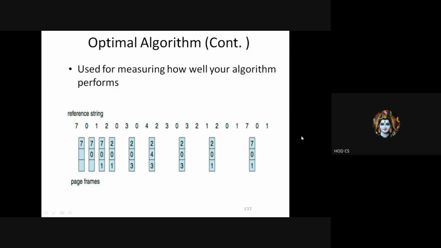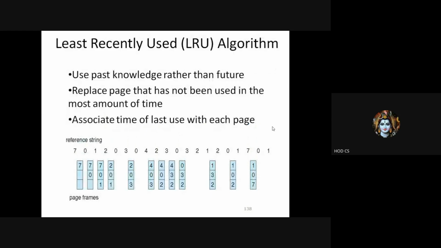I hope you students have understood the optimal algorithm, which finds out the future string and replaces accordingly. Now there may be a question: why do you consider only the future strings? Why not the past strings? To answer that question, we go for the next algorithm called the least recently used algorithm. Now let's work on this.